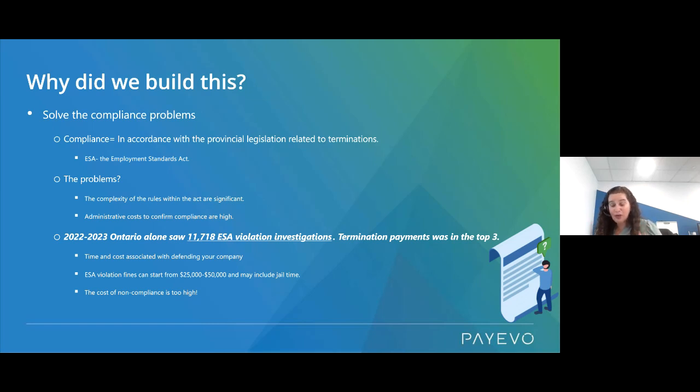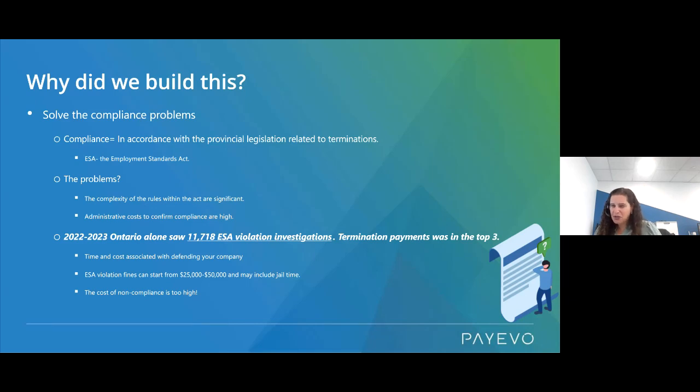Problem number two is if you don't know and you can't figure it out, the administrative costs to confirm compliance are high. I'm talking about hiring outside professionals like HR professionals, accountants, lawyers that you might want to get in and make sure that you are doing the right thing. Well, the cost of hiring these outside individuals is often also very high. And we're going to go through that a little bit more later. But those are the problems. That's what we're trying to solve. We want to simplify the rules and we want to keep the cost much lower than what you would pay when you're using one of these outside professionals.